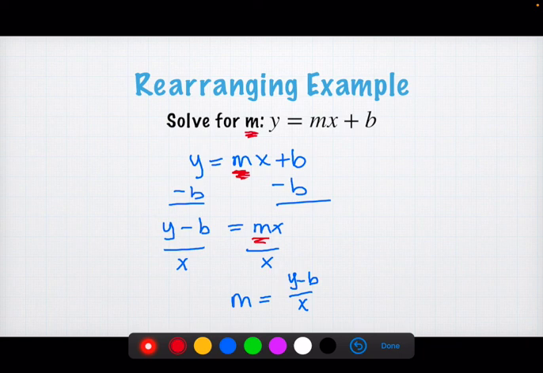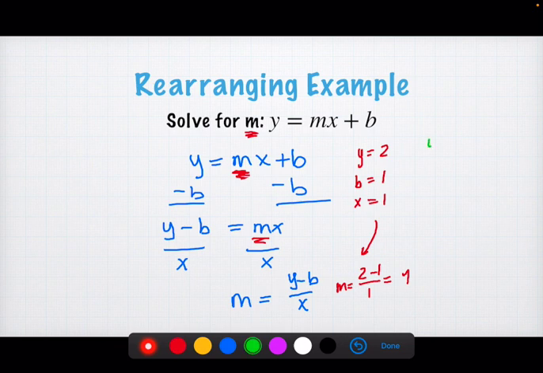Now let's say that we're given y is equal to 2, b is equal to 1, x is equal to 1. Well, we can plug this in here, and so we'll get 2 minus 1 over 1, and that's just going to give us a value of positive 1. So our slope in this case would be positive 1.